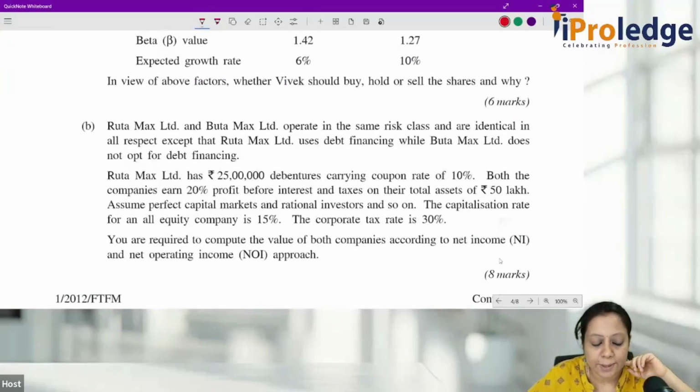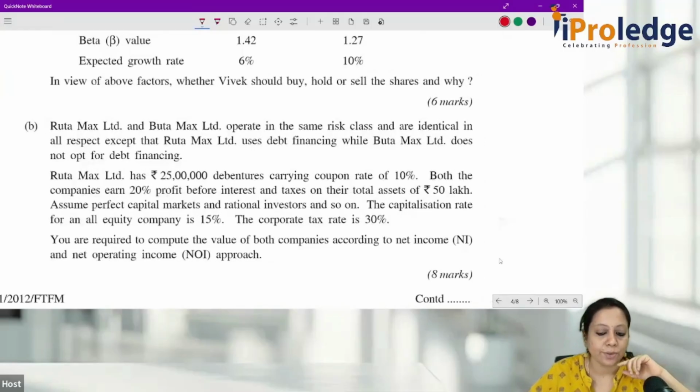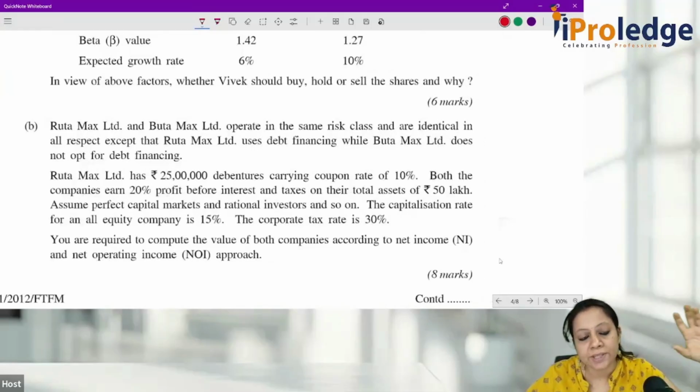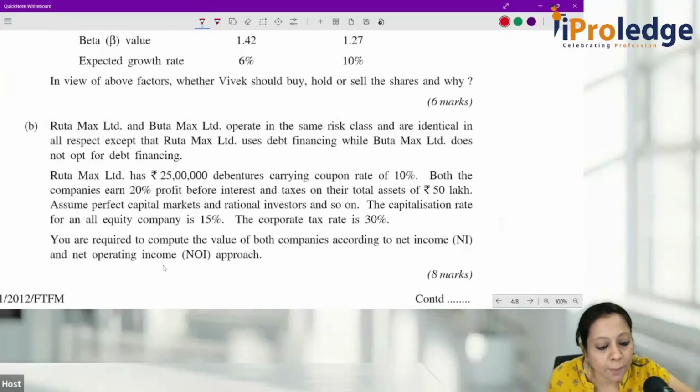So this is the problem. It's a past exam paper. From there, we are going to do this. I found this question to be good in terms of net operating income approach. It's not asked recently, but it's asked a long time ago.